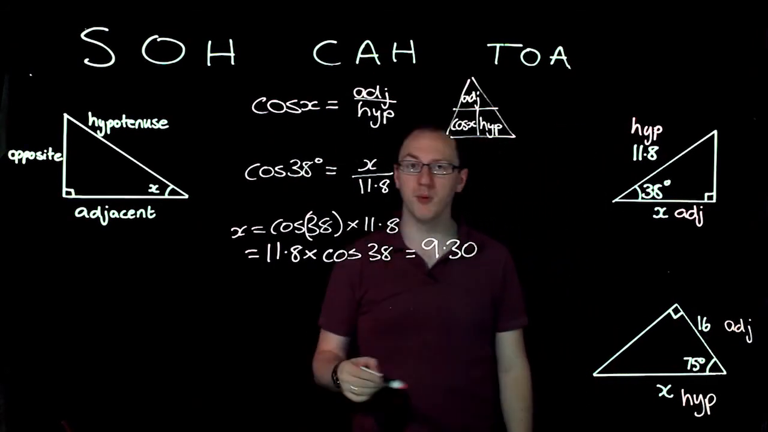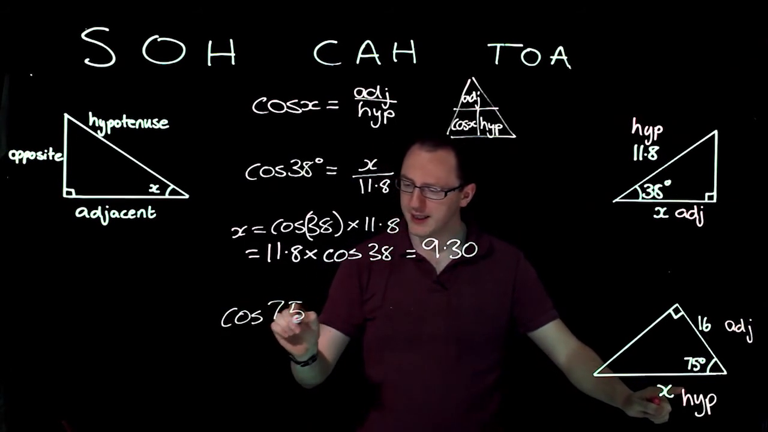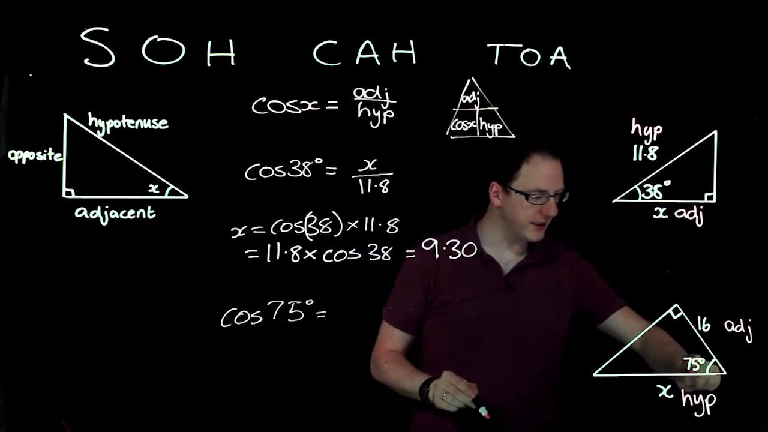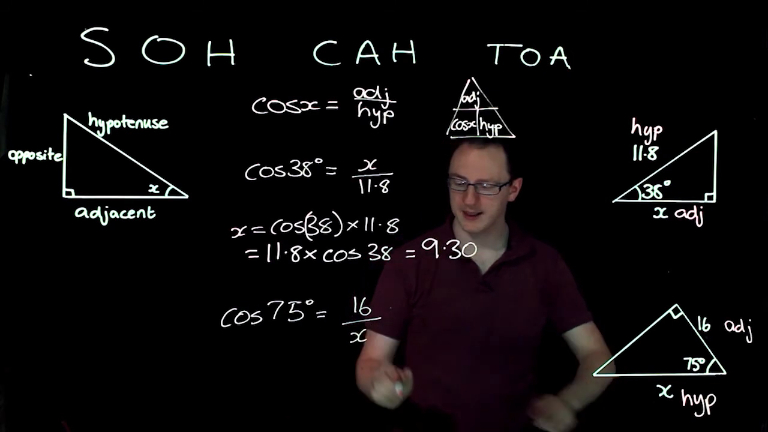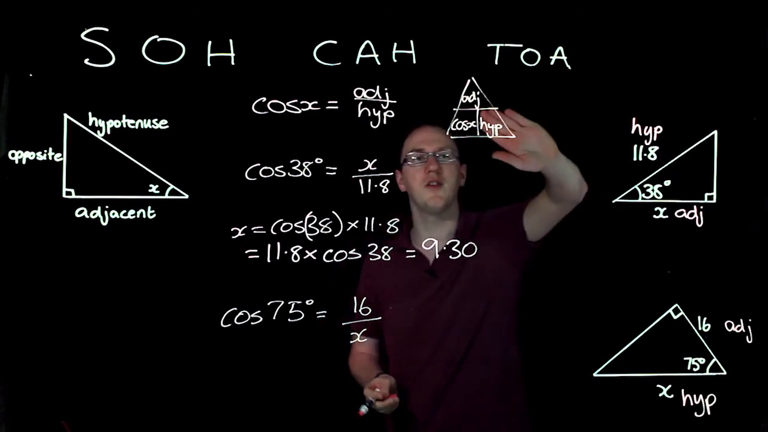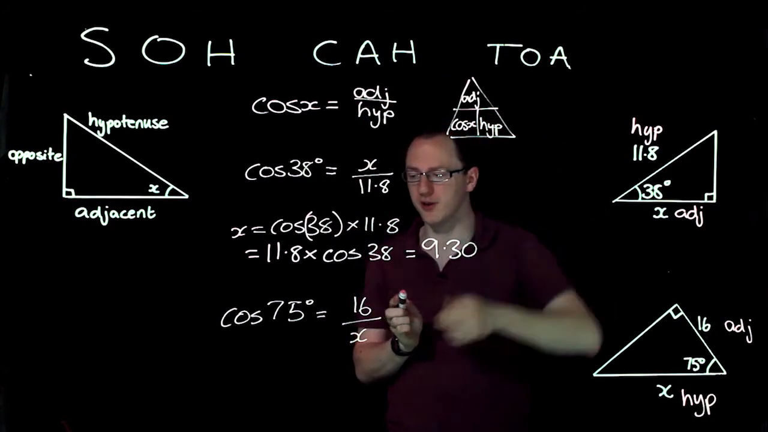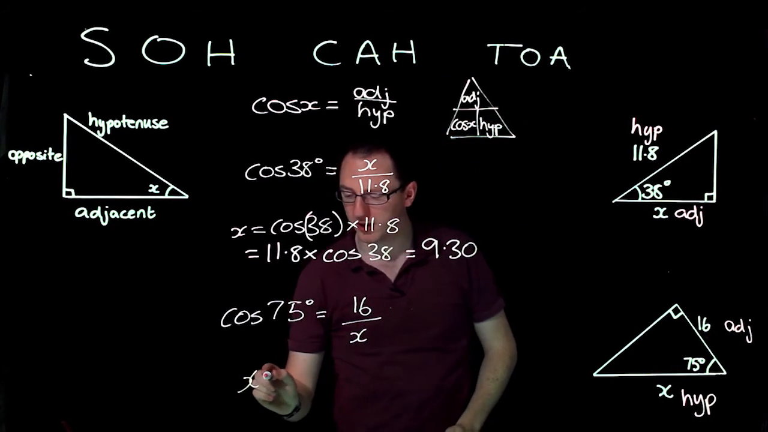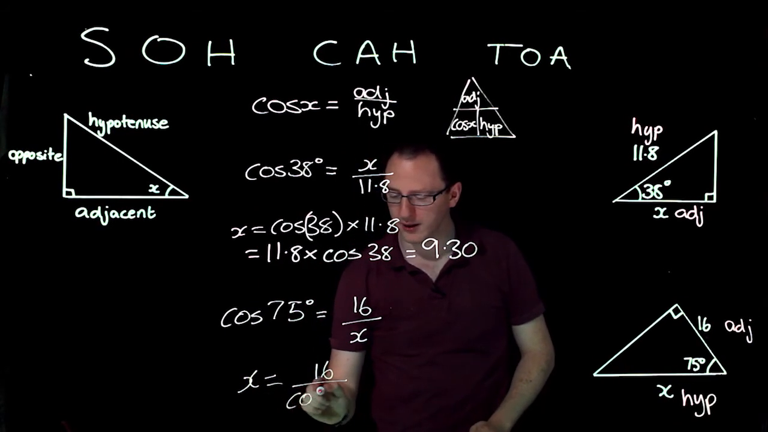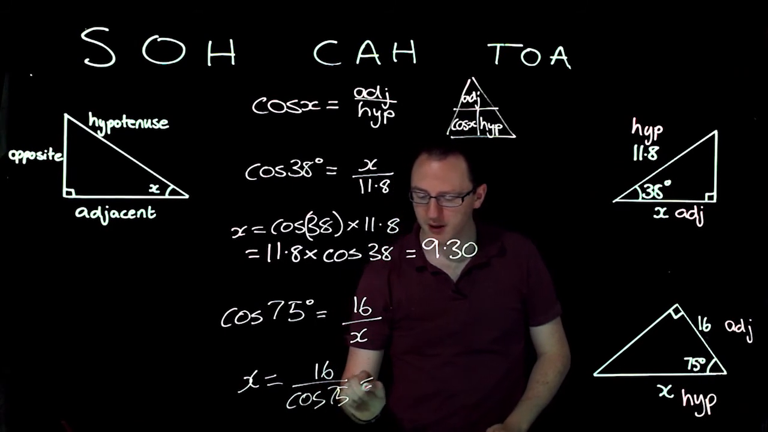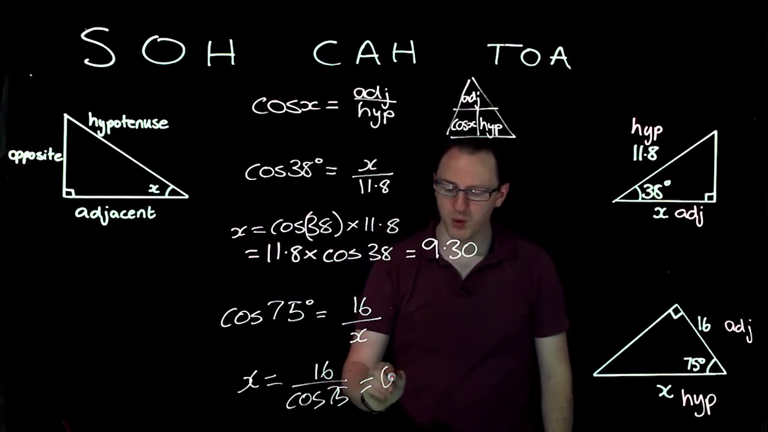So I'm going to write out my formula with everything that I know. Cos of my angle, which is 75 in this case, equals the adjacent, which is 16, divided by the hypotenuse, which is x. I'm trying to find the hypotenuse, so I'll cover that up. To find the hypotenuse, I do adjacent divided by the cos of the angle. So x, my hypotenuse, equals the adjacent, 16, divided by the cos of the angle, cos 75. Put that into our calculator and we'll get an answer of 61.8.